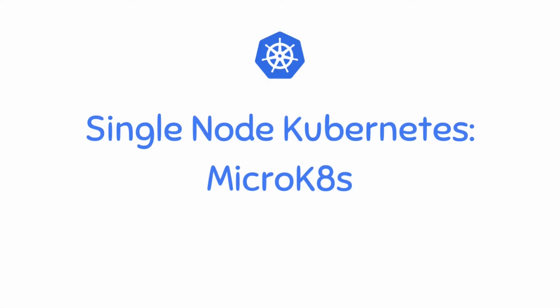In the second part of the Kubernetes series, I will deploy microk8s, which is a single node Kubernetes cluster on a Ubuntu VM.